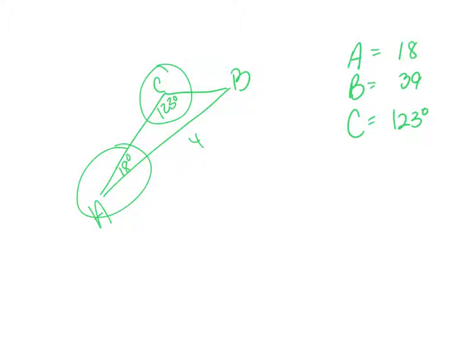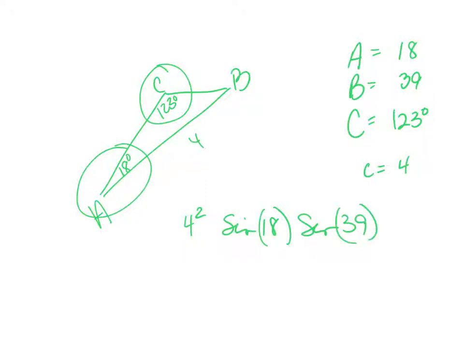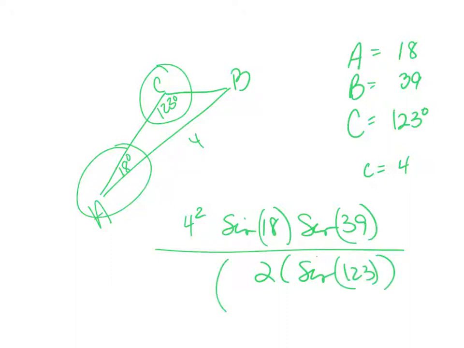And what do we have? Little a, little b, or little c in this one? Little c is 4. So we have again 4 squared times sine of 18 times sine of 39 over 2 times sine of big C, 123. Put it all in your calculator.